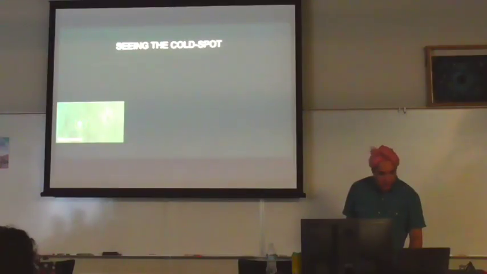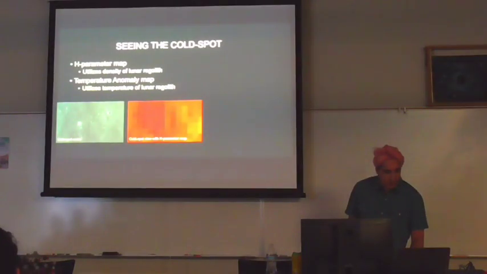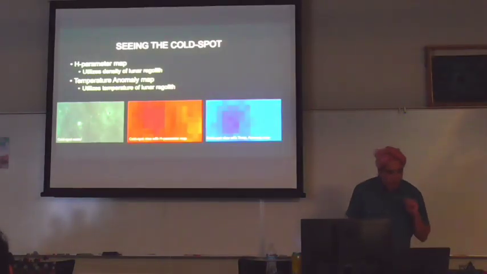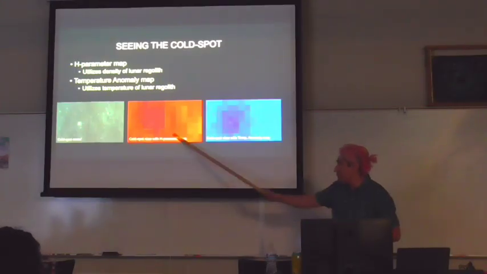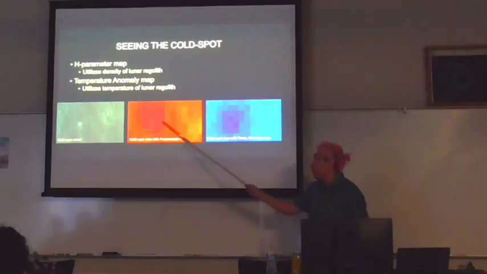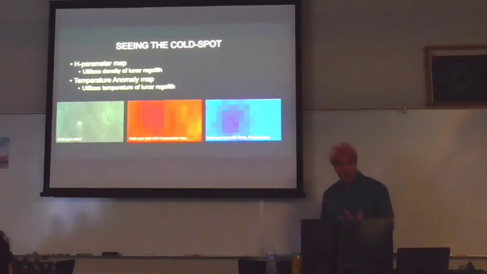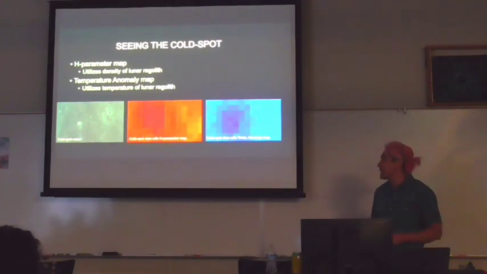So let's skip through here. Cool. The first overlay that we would use is an H parameter map, which utilizes the density of the regolith layer that is surrounding the cold spot crater that we're looking at. That would be this map here. I guess the darker areas would be fluffier regolith, and the lighter areas would be less fluffy, less dense.